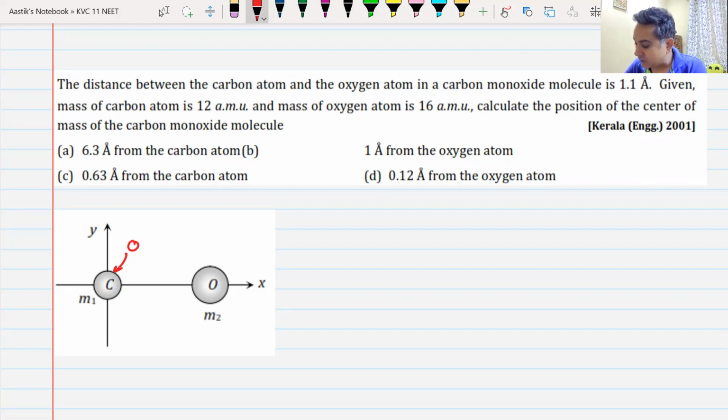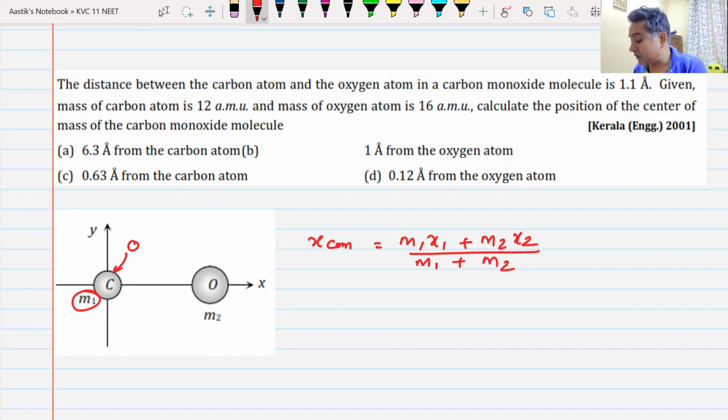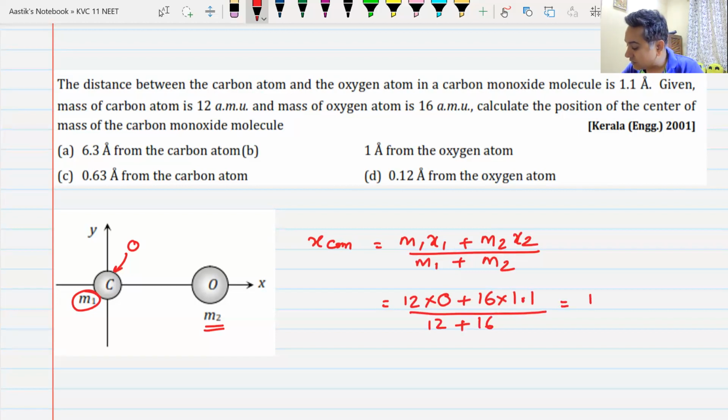So how do I find the x coordinate of center of mass? M1 x1 plus m2 x2 divided by m1 plus m2. Let me call the carbon as m1, and oxygen as m2. Now the mass of carbon is given as 12. The position of carbon is 0 because the origin is here, plus mass of oxygen is 16, m2, multiplied by the distance between oxygen and carbon, given as 1.1. So 16 into 1.1 divided by 12 plus 16. So this will become 16 into 1.1 divided by 28.